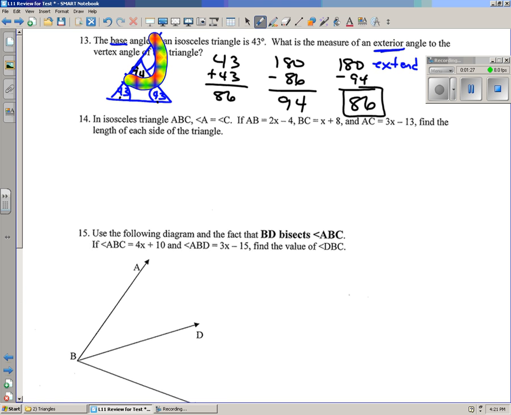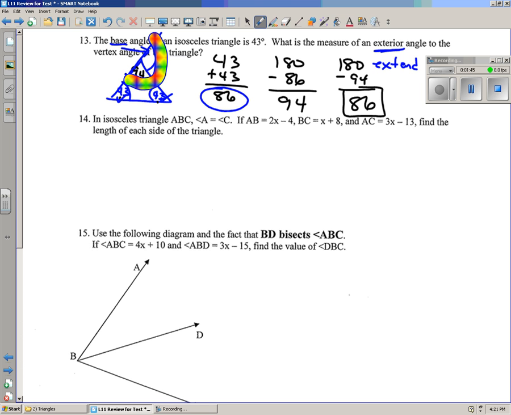Now, there's a quick way to do it. These are two of the remote interiors, and you have this exterior that you want to find. So 43 plus 43 is just 86 directly. So you could have also done the problem that way. But I think most of you take the approach that I have written down in black.